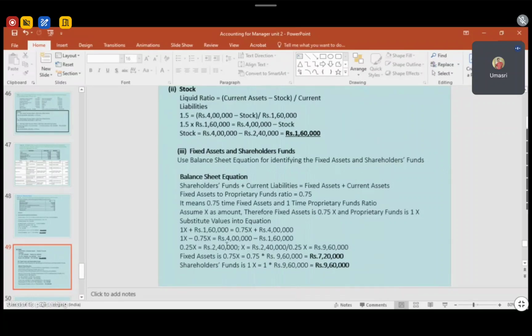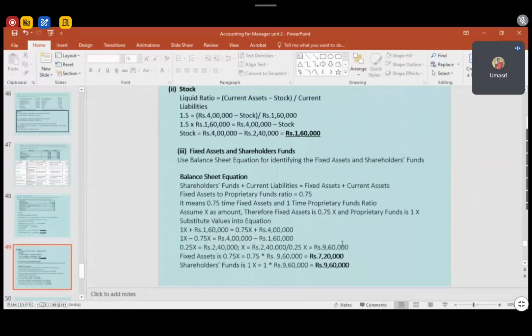Now you substitute in this equation. Bring the 0.75x to one side. So 1x minus 0.75x equals 4 lakhs, and when you bring the 1,60,000 to this side it becomes minus. So 4 lakhs minus 1,60,000, that means 2,40,000. So 0.25x is 2,40,000. For 1x, 2,40,000 divided by 0.25. So x is equal to 9,60,000.